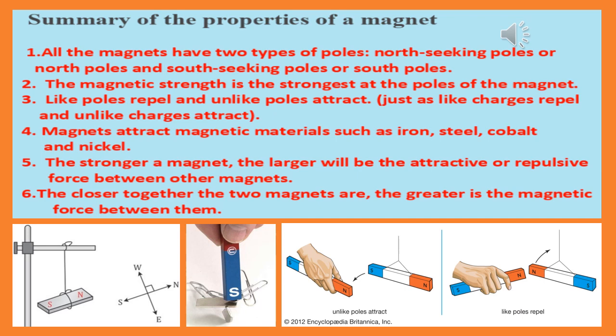In the third figure, in the first part, we have seen that blue color shows the south pole and red color shows the north pole. Because they are unlike poles, they are being attracted to each other. And in the second part of the third figure, we can see that two north poles with red color are repelling each other because they are like poles.